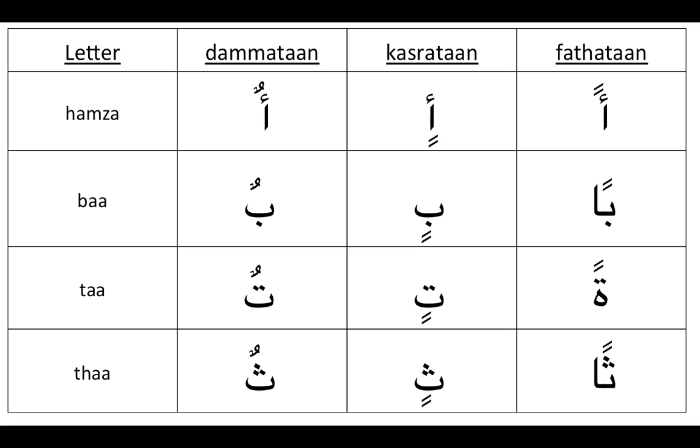So this is what we covered last time, but in this quick review, I'm going to go a little bit fast. We have the letter name in the first column, and the dhammatan, the kasratan, and the fathatan columns, and what the sound is like. So I'm going to go over those quickly one by one. Number 1 is hamza fathatan an, hamza kasratan in, hamza dhammatan un, an in un.